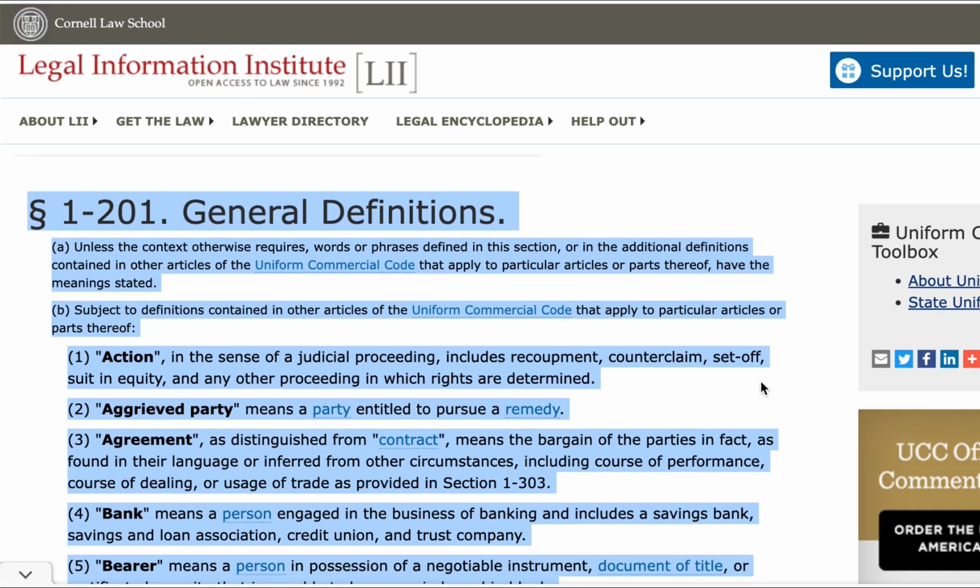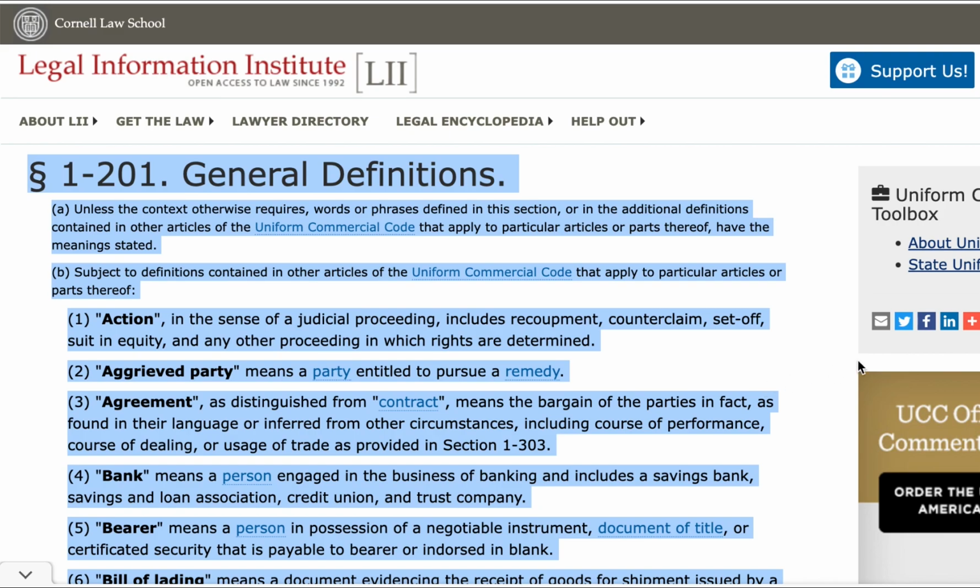Paragraph 1201. General Definitions. A. Unless the context otherwise requires, words or phrases defined in this section, or in the additional definitions contained in other articles of the Uniform Commercial Code that apply to particular articles or parts thereof, have the meaning stated. B. Subject to definitions contained in other articles of the Uniform Commercial Code that apply to particular articles or parts thereof: 1. Action, in the sense of a judicial proceeding, includes recoupment, counterclaim, set-off, suit in equity, and any other proceeding in which rights are determined.